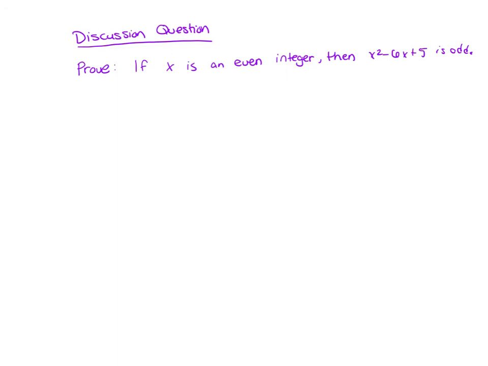All right, so now it's your turn. So I want you to see if you can prove the following statement. If x is an even integer, then x squared minus 6x plus 5 is odd. So try to go through the same process and see if you can come up with a proof for this.